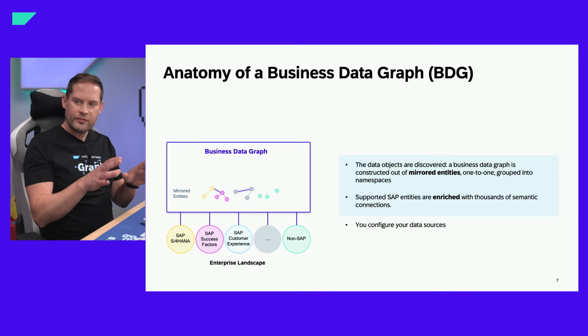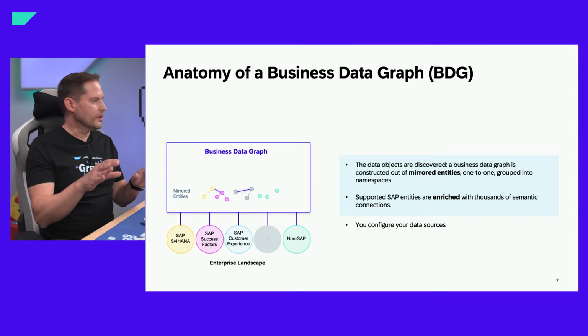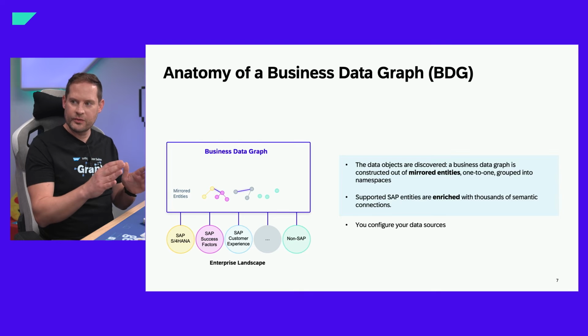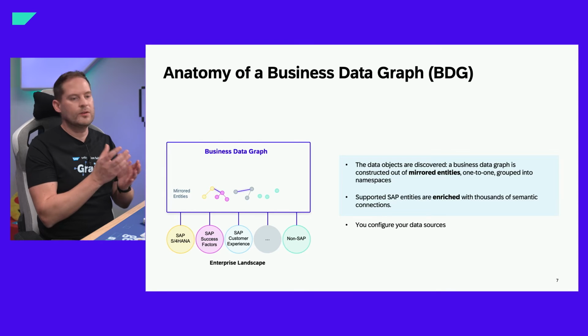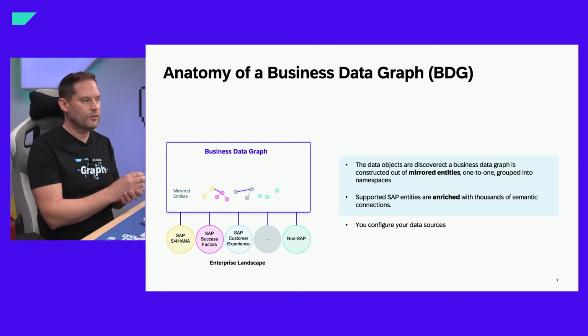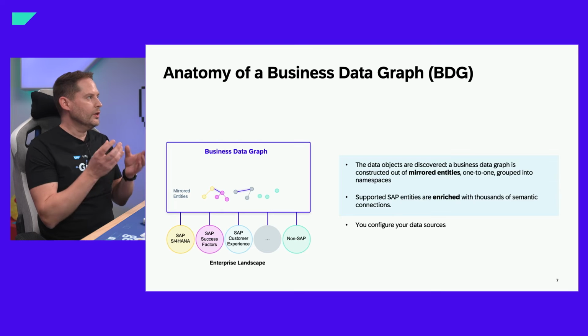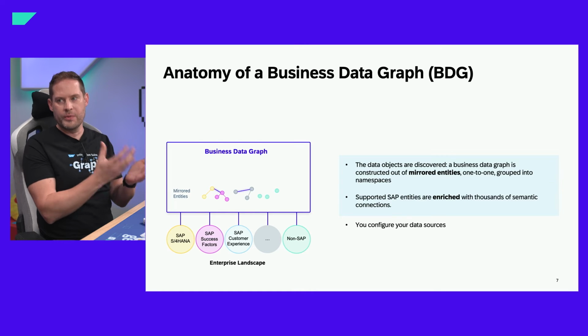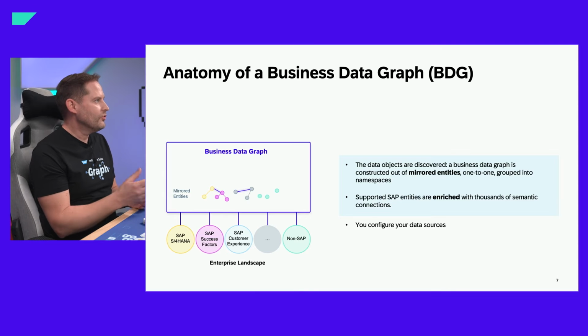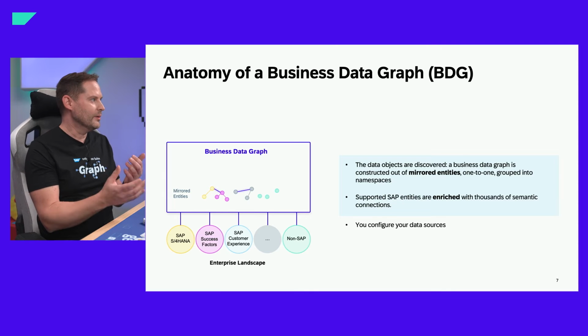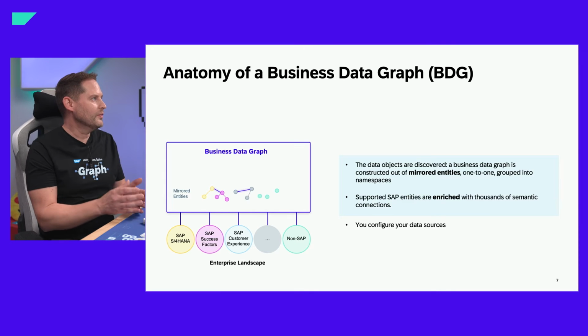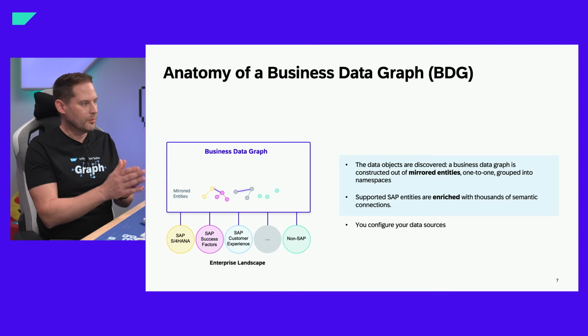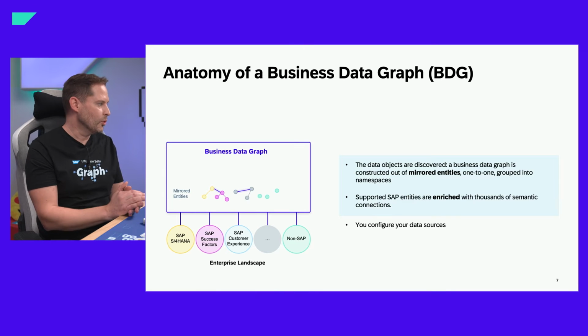So what Graph is doing now, it's analyzing your APIs, it's analyzing your business systems, and it's extracting the business entities which are exposed by a certain API, and includes them one-on-one into the business data graph as so-called mirrored entities. And as the name suggests, a mirrored entity is actually one-on-one the same business entity. You have all the attributes of the business entity. You're not losing any data at this moment.